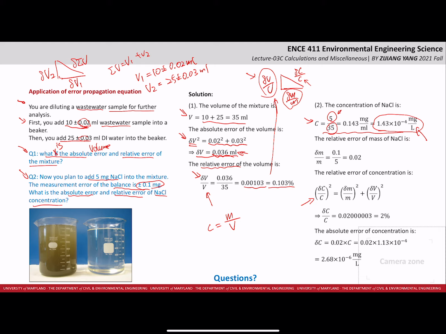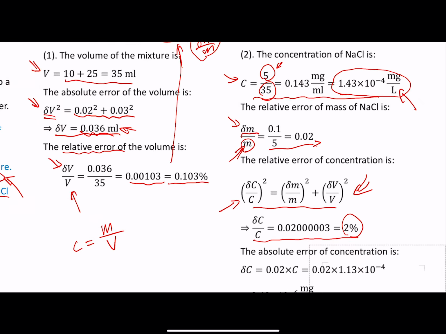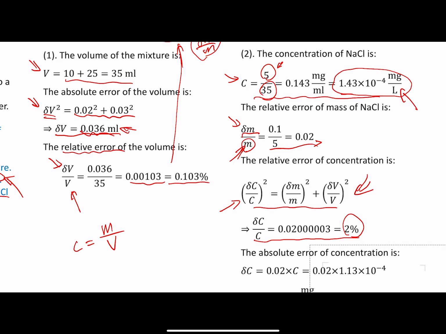Now we want to know this part, the relative error of the mass. And we know the absolute error of mass is this one, and we know the mass is 5. And then we can calculate the relative error of the mass. So we know everything except for delta C. So we can just plug the numbers into this equation, and we can get the relative error of concentration is 2%.